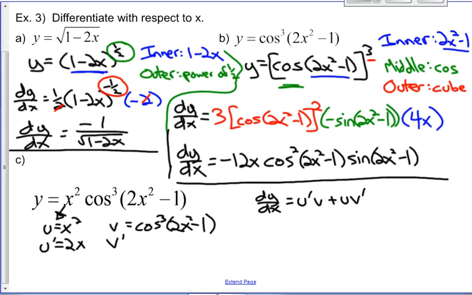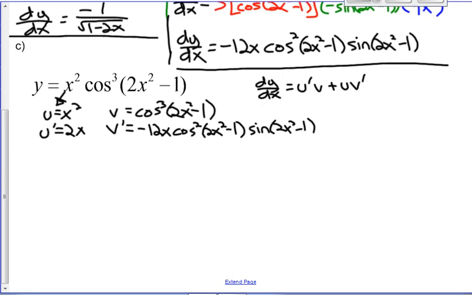So we now know that its derivative is negative 12x cos squared of 2x squared minus 1 times sine of 2x squared minus 1. Now that looks like it's going to be horrible, but we still just substitute it into this, our product rule. So this is a product rule. Okay, let's see what that gives us.